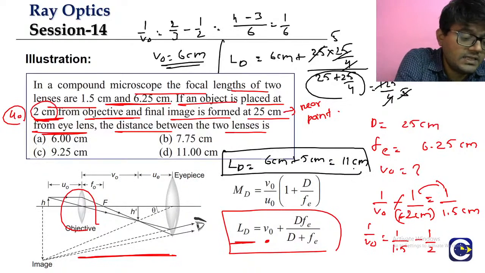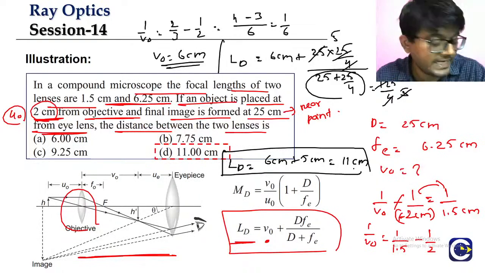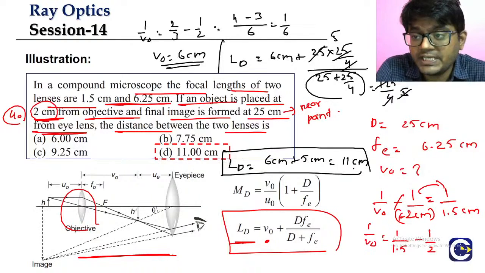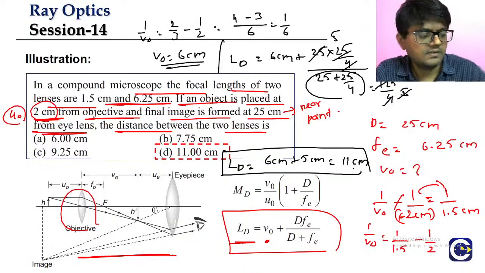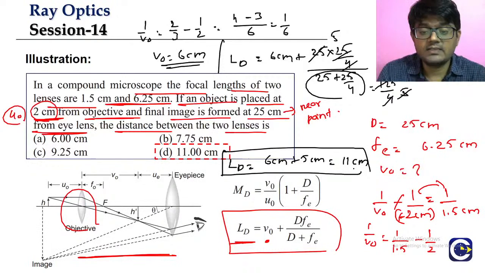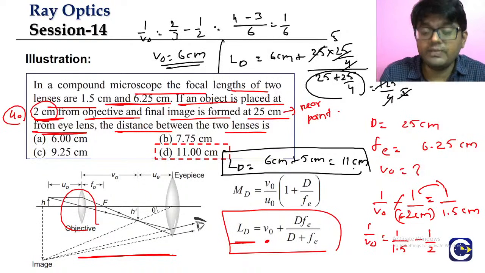What will be the answer? 6 plus 5, that will be 11 centimeter. Check it up, guys. What will be the answer we should get? We should get Option D.